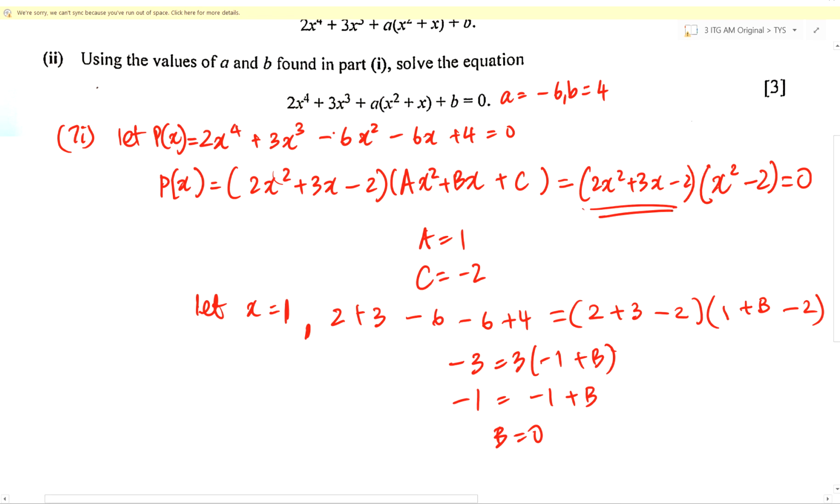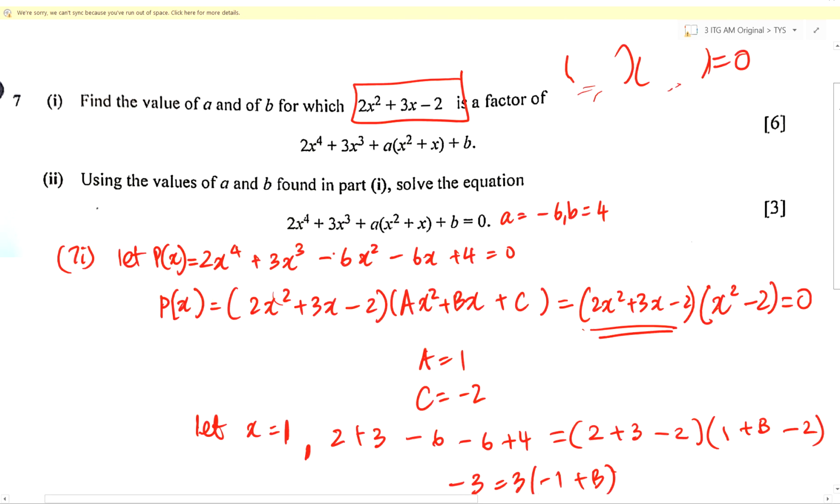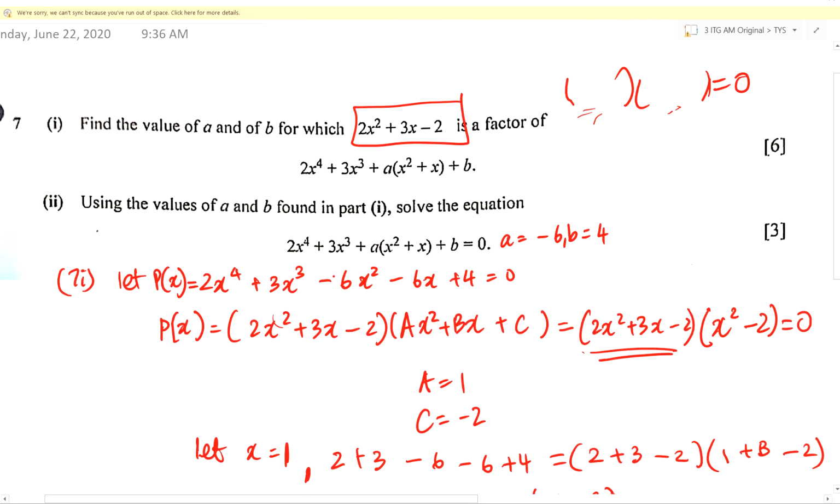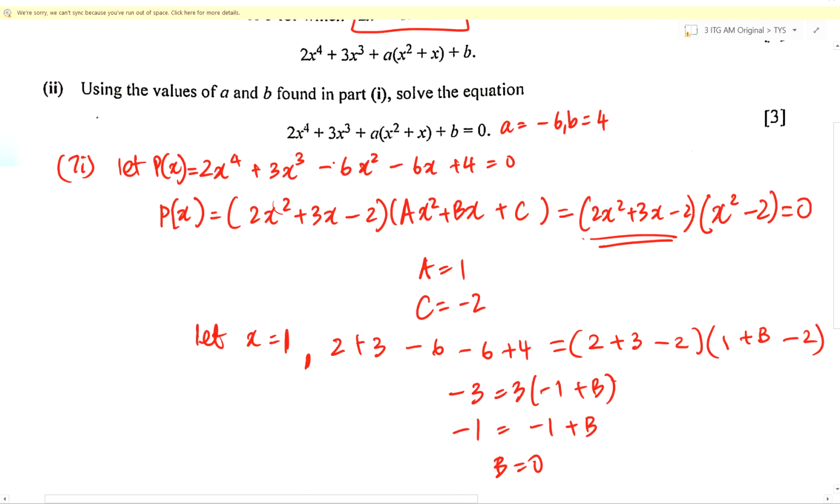So where are all the marks? Yeah, 6 marks, then like 3 marks. Oh, 6 marks is for part 1. Okay, then this one is only 3 marks. So we have already factorized this in part 1. Then now we only need to solve this: x squared minus 2 equals 0. x must be plus minus square root 2. And that's our 4 values of x.